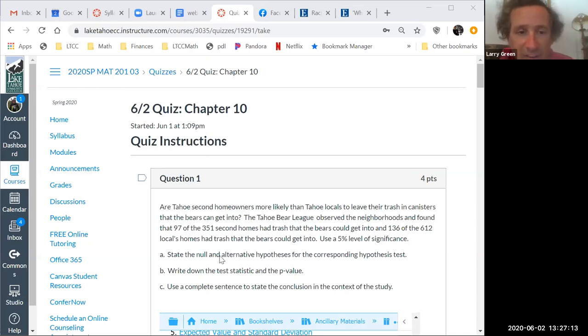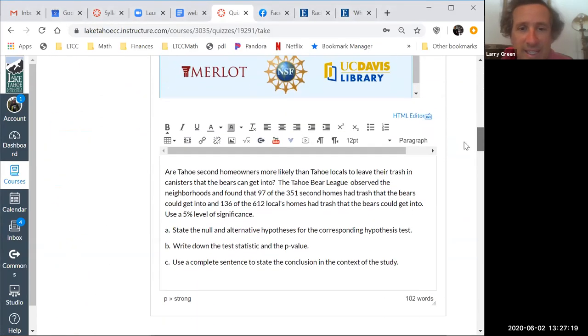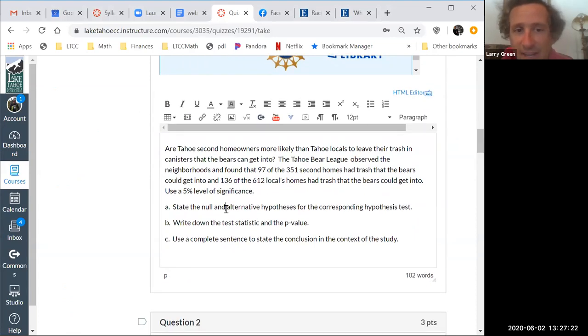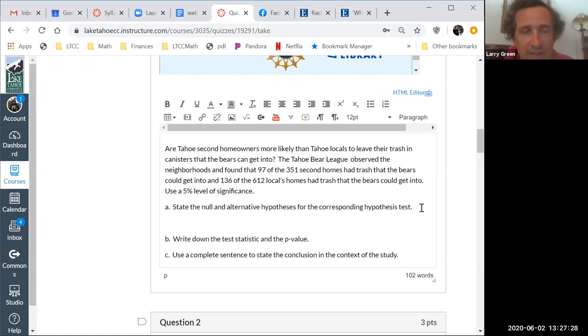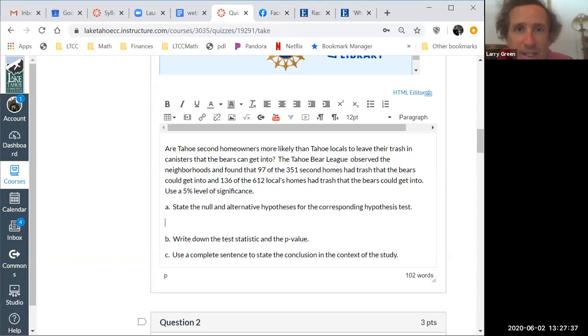The first thing: state the null and alternative hypotheses. What I like to do, and I recommend you do it too, is copy and paste it into the answer area. That way you don't have to keep going back and forth reading. This makes it a little easier to see. So let's start with the null hypothesis. Hopefully you all know the symbols that we use for the null and alternate hypotheses.